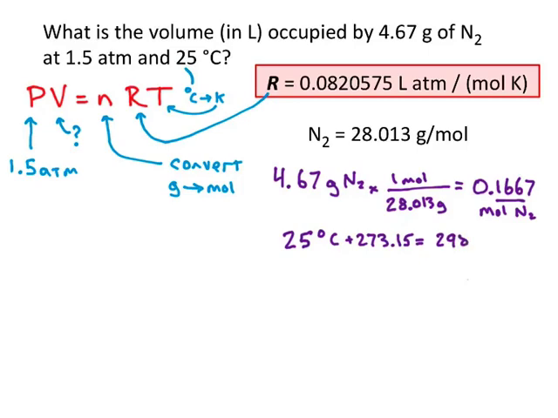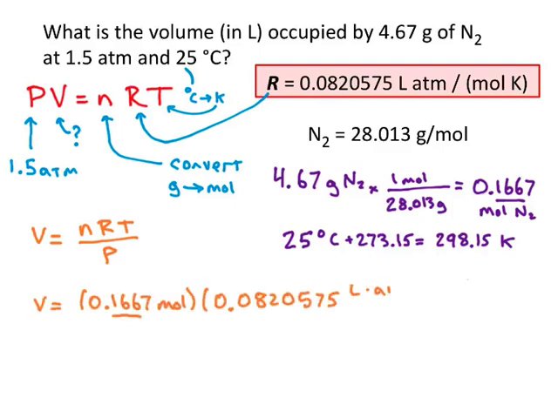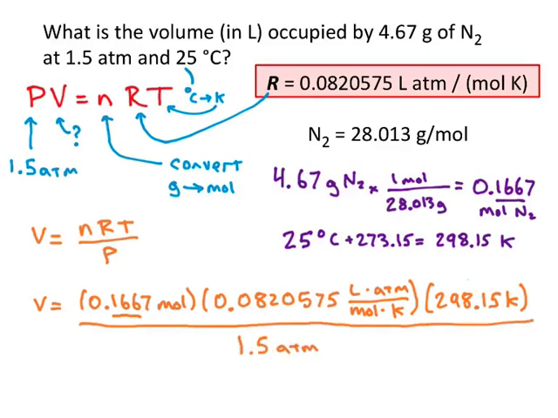Here's how we convert Celsius to Kelvin using the equation that we just gave you. And now we plug all of these numbers into the ideal gas equation. Often it's easier to rearrange the equation first before you plug all the numbers in, but ultimately it doesn't matter as long as you solve for the right term. So we're going to divide both sides by pressure to get this equation. And then we go plugging things in. Here's the number of moles. Here's the ideal gas constant with its units. Here's the temperature. And then here's the pressure.